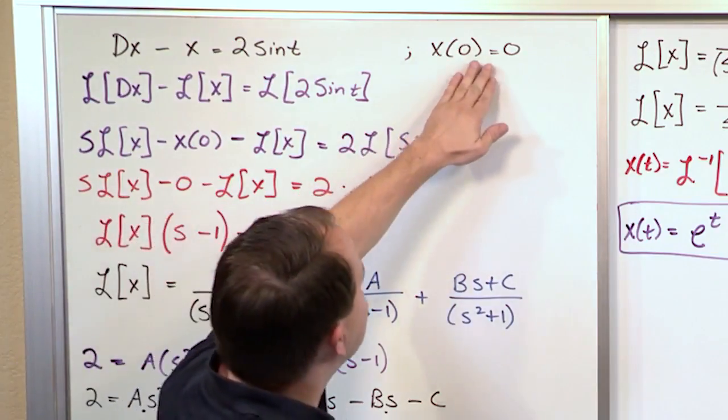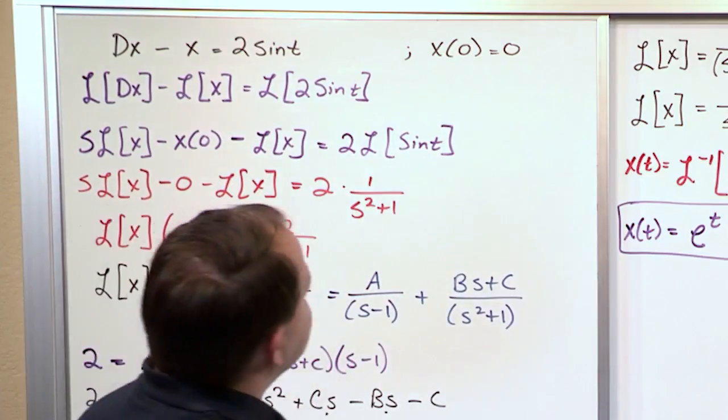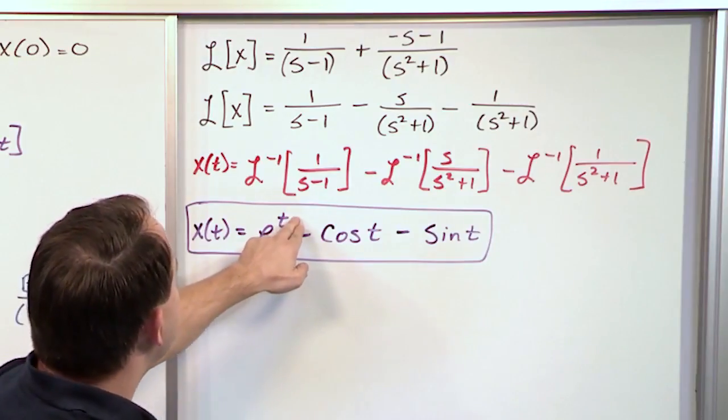And the initial condition is going to hold at x of 0, you should get 0. In fact, you can kind of look at that right here. X of 0 is equal to 0. If you put 0 here, e to the 0 is 1.